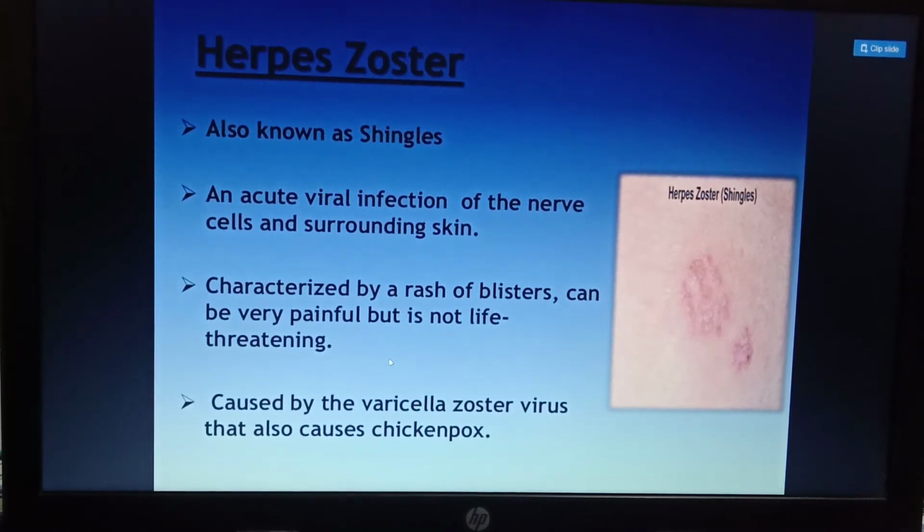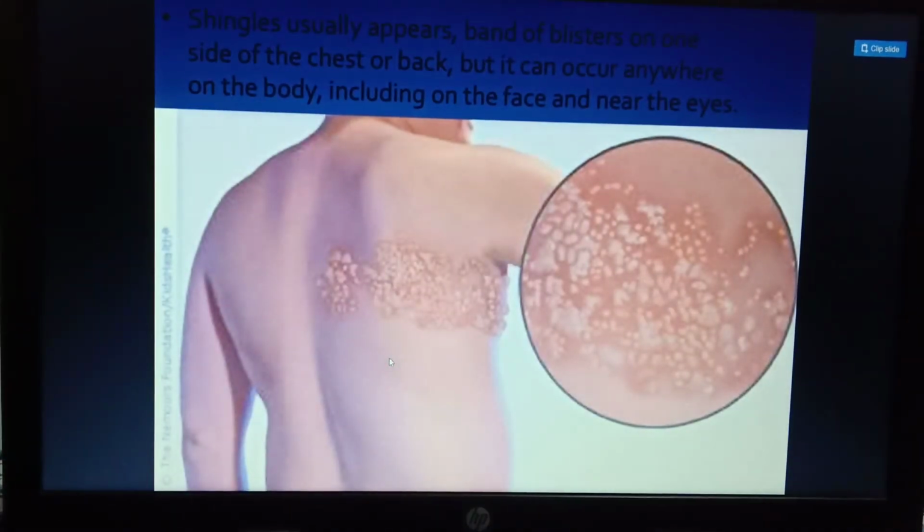Varicella means chicken pox, and zoster means shingles. Both conditions, chicken pox and shingles, are caused by the same virus, the varicella zoster virus, and along with that the infection is transmitted.